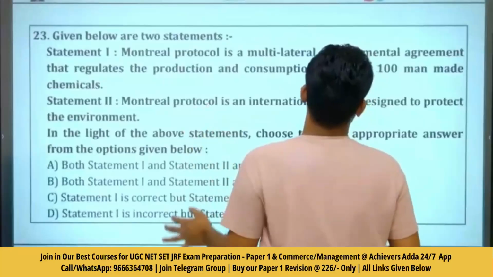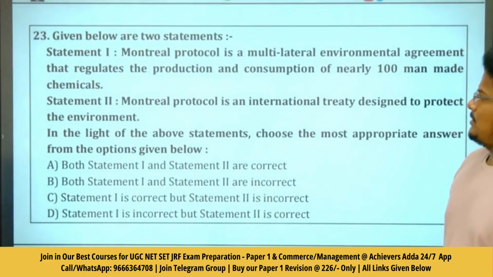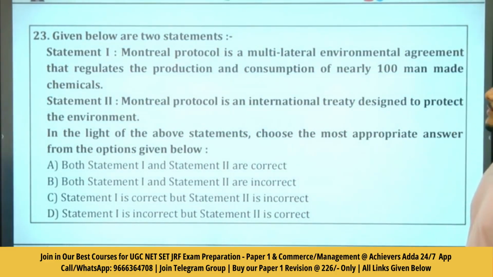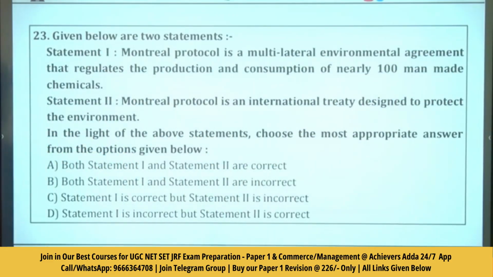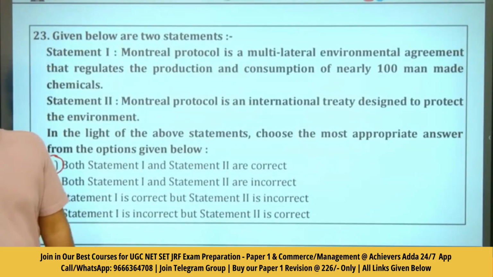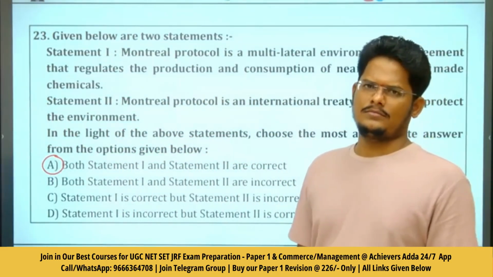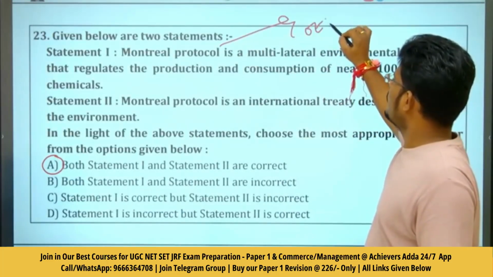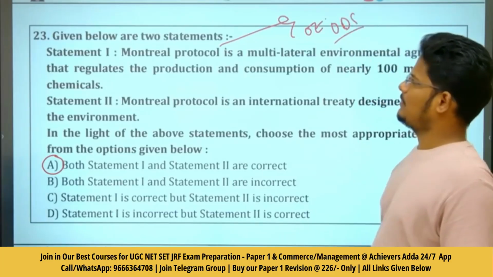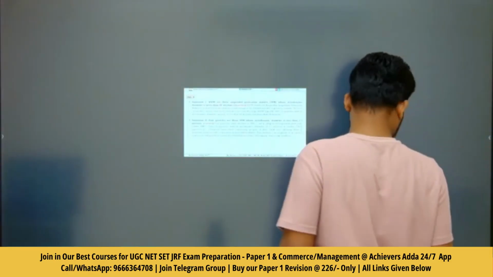Montreal multilateral environmental agreement regulates the production and consumption of nearly 100 man-made chemicals. Montreal is an international treaty designed to protect the environment. Is it to protect the environment or any specific thing? Montreal is multilateral, but Montreal's main specific one is that Montreal is mainly related to what? Is it related to global warming? It is mainly related to ozone depleting substances. Montreal, Kyoto Protocol for the global warming. So it's an international treaty which is most successful across the world.